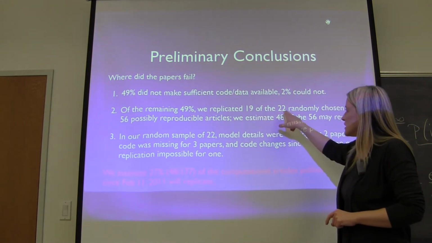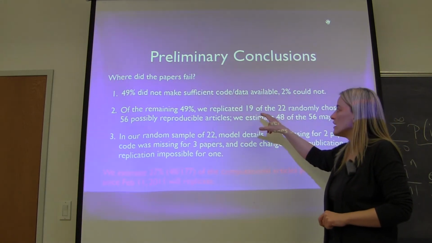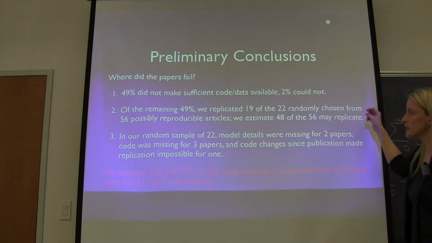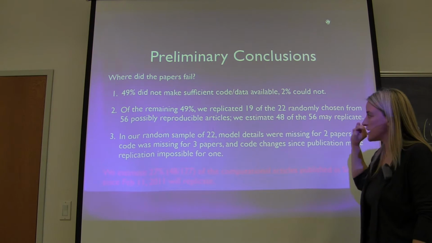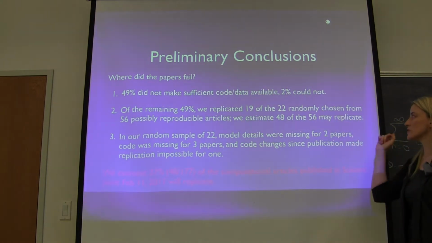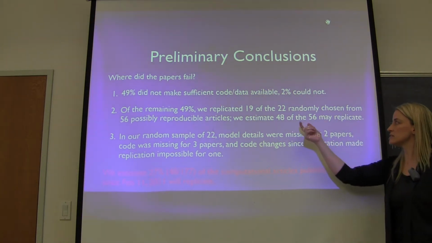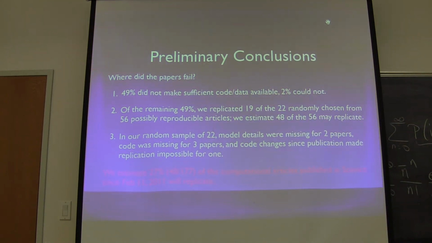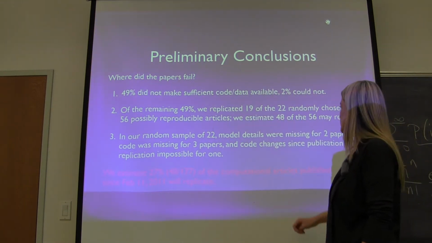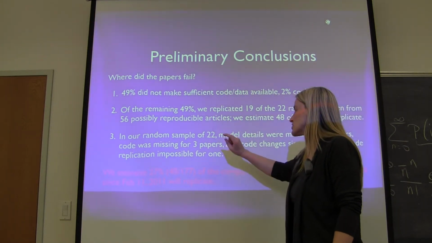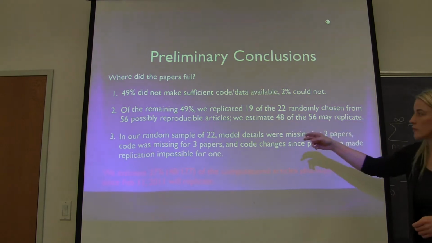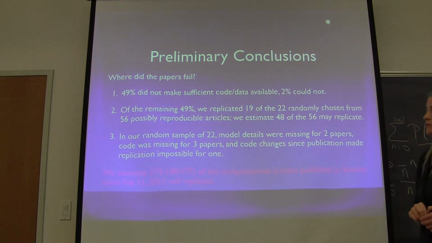So we replicated 19 of the 22, and for reproducibility, we were able to push this up when we did this for 21, chosen from our 56 potentially reproducible articles. So now our estimate is that if we did all 56, we'd end up being able to get the results for 48. And just to break down what actually happened in our random sample, we had model details missing, code missing, and code changes since publication. Those are the problems that we ran into.